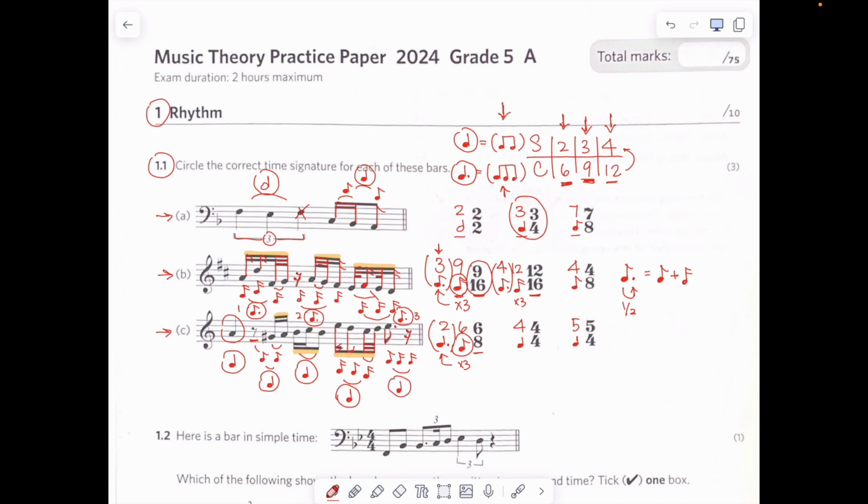So let's see how many crotchets we have all together here. We've got 1, 2, 3, 4, and 5. So 5 crotchet beats give you 5/4 time.